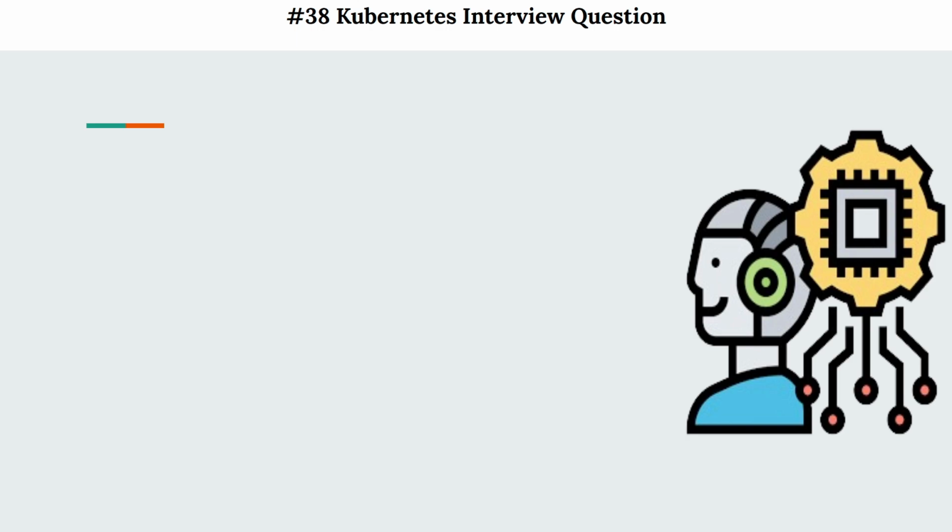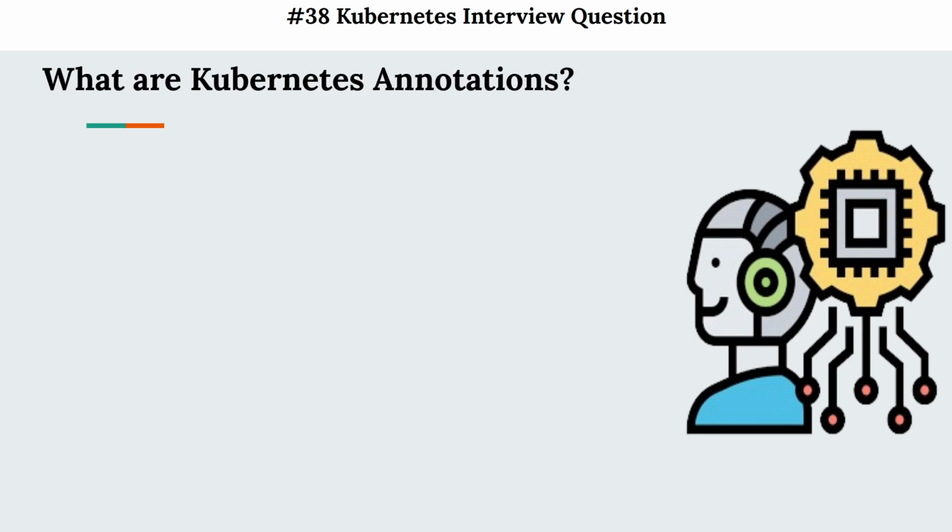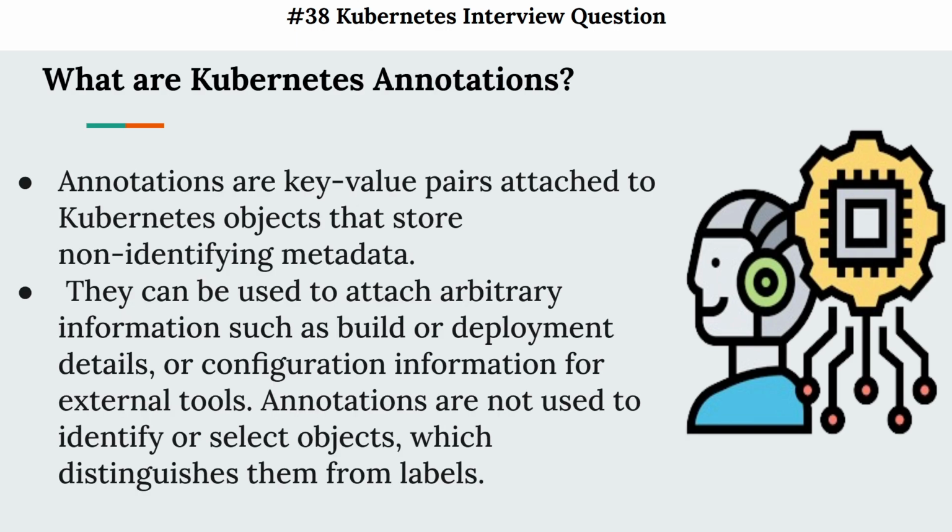Let's move to the 38th question. What are Kubernetes annotations? Let's see the answer. Annotations are key-value pairs attached to Kubernetes objects that store non-identifying metadata.